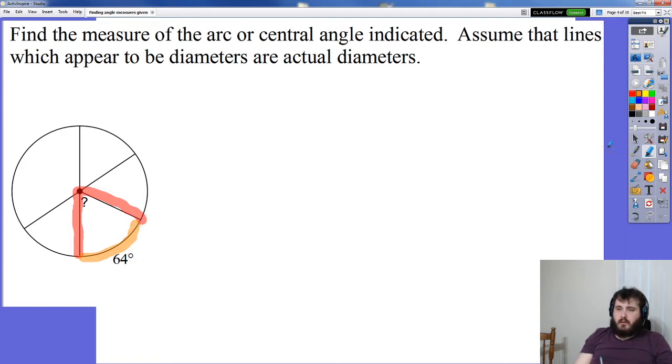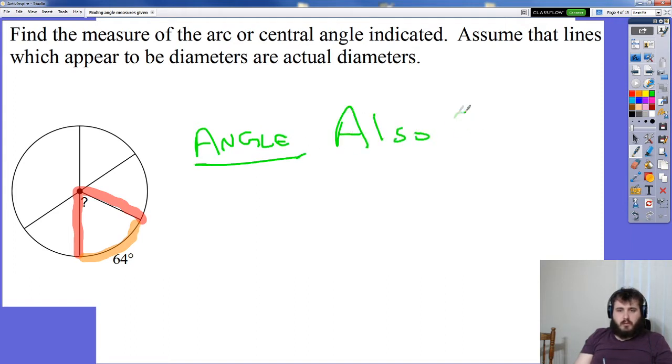So this minor arc is 64 degrees, so our angle is also 64 degrees. So this is really easy. You go through, you look at the number, here's what this arc is, it's 64, so the angle is also 64 degrees. The sort of understanding of what these two numbers are is slightly different.